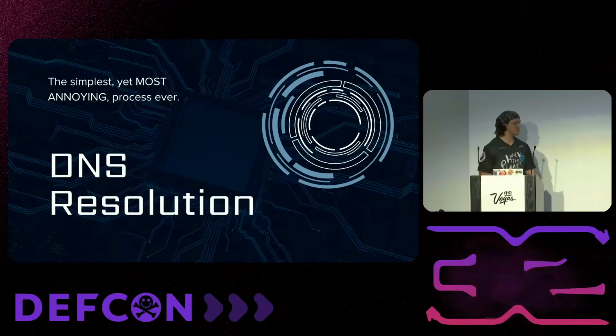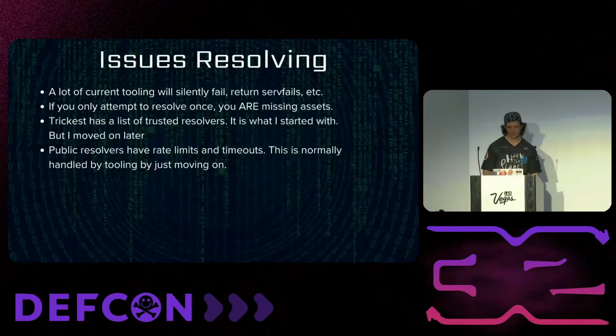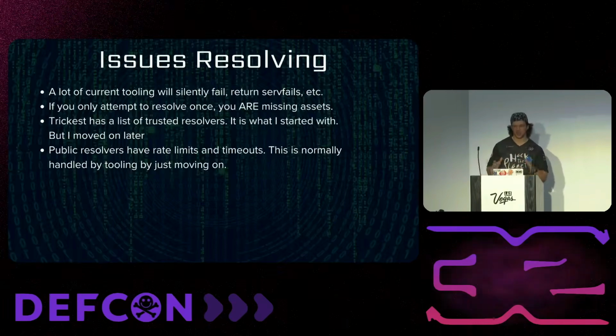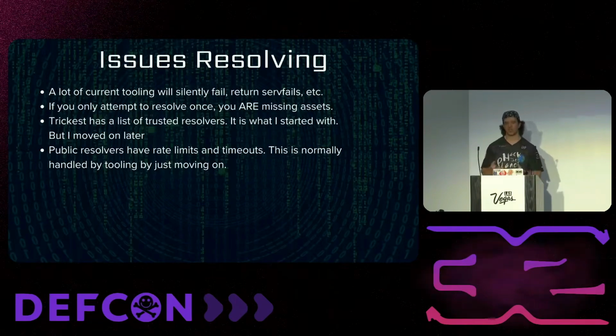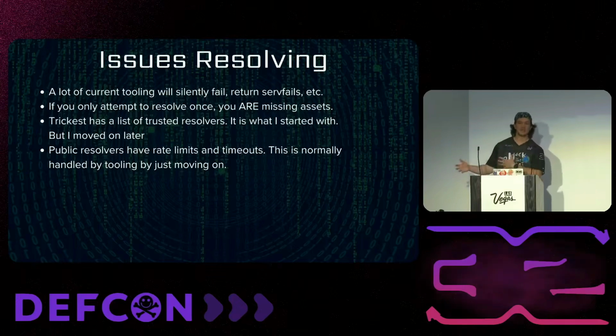So this is the other big part, DNS resolution. Because if you get stuff from passive DNS, you are not 100% sure it resolves, right? There's an issue if you're going to do very high speed, very consistent resolving: a lot of current tooling silently fails, just like I talked about with Subfinder, or it returns SERVFAILs, which if you're not looking for those, it will just drop. But SERVFAILs can actually, if you guys are into subdomain takeovers and stuff, be nice to know about. If you attempt to resolve one time, like if you get a domain from one of these APIs and you try and resolve it once, I promise you you're missing assets.